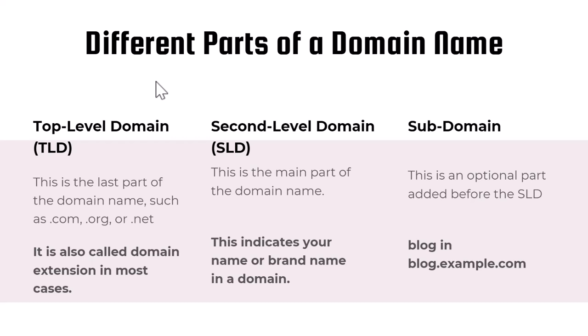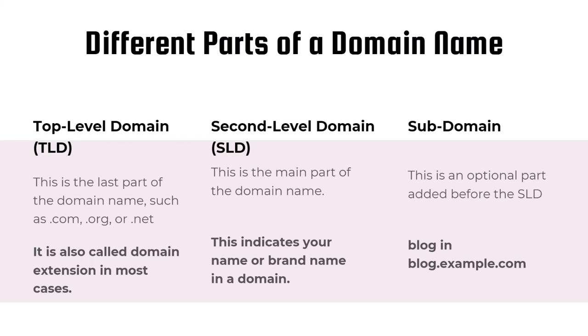Then we have the subdomain. Subdomain is the optional part added before the second level domain. In some cases, you might need a subdomain where you get to see a name like blog or news. You can see blog.google.com. For instance, blog in blog.example.com is the subdomain. So these are things you need to know. They are very simple. Subdomain exists, and your second level domain is the name you choose yourself. You're going to choose that name yourself.